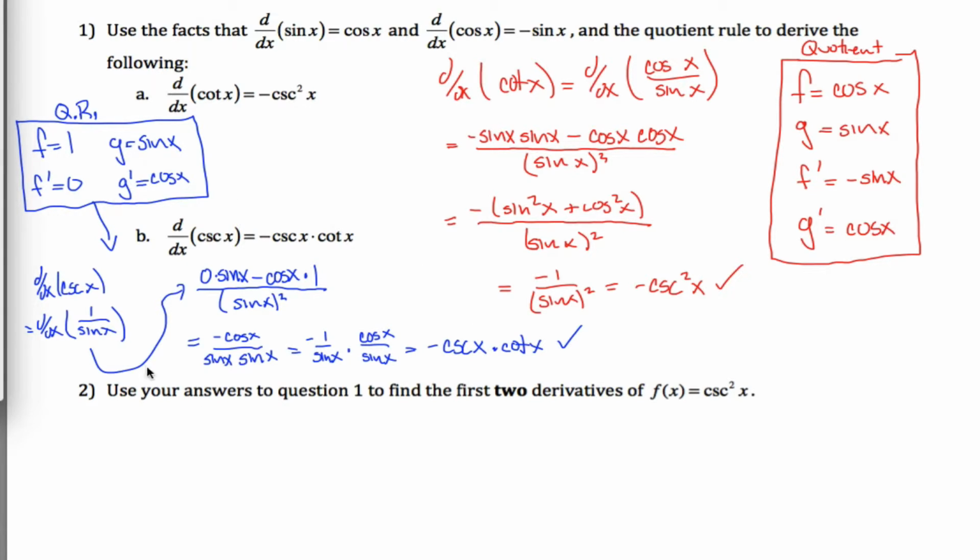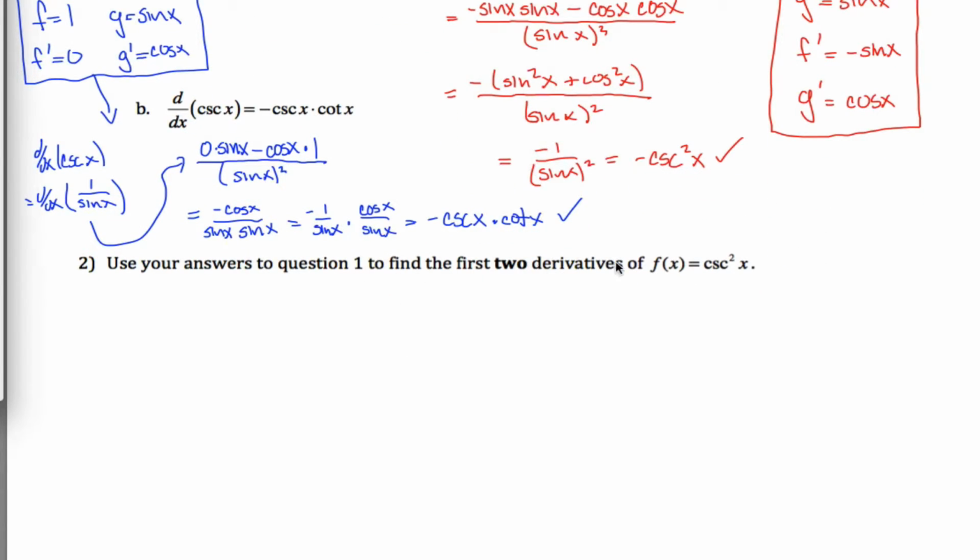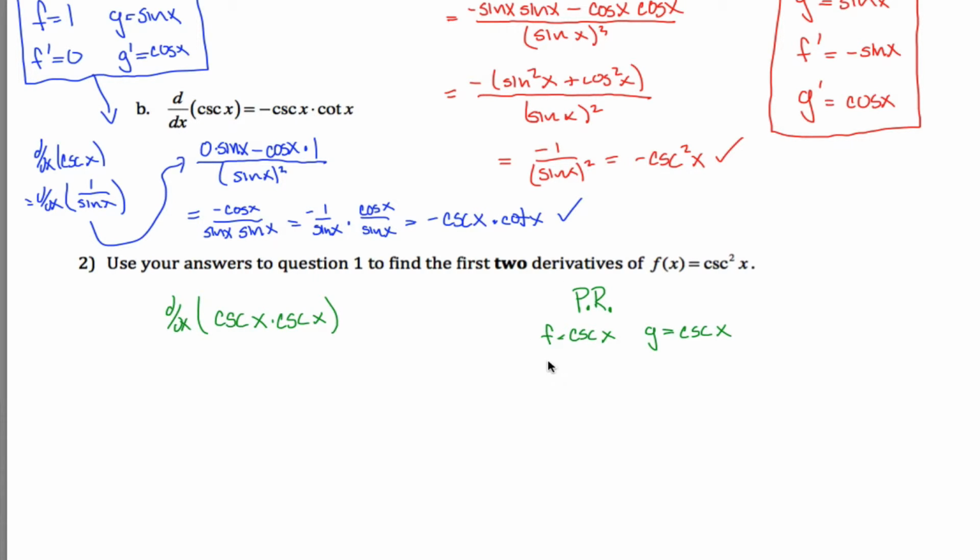Okay, and then in part 2 it says apply that knowledge. Use your answers to find the first two derivatives of cosecant squared. So figure out the derivative of cosecant squared. Well, again, we don't have the chain rule at this point. So all I can do is think about this as cosecant times cosecant, then use the product rule. Using the product rule, f is equal to cosecant of x, as is g. And as we figured out up here, the derivative of cosecant is negative cosecant times cotangent. And so g prime would be the same.